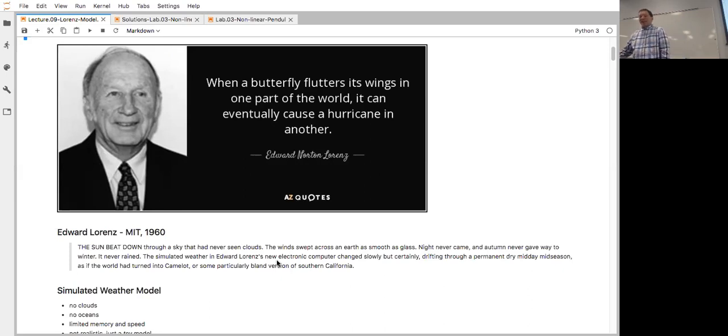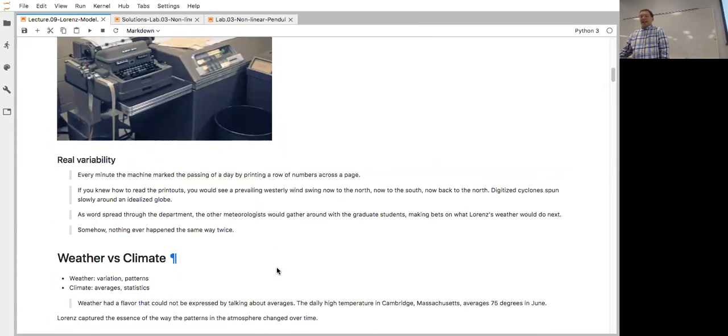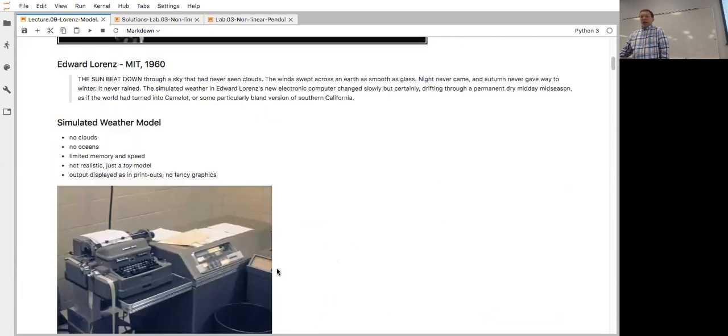Okay, so who is this Ed Lorenz guy? Ed Lorenz is a meteorologist. He's studying how to simulate the weather. We're down in the 1960s. Here is where he's doing his work. Computers in the 1960s were not quite as fast as what you have in front of you. They were not quite as fast as what you may have in your cell phone.